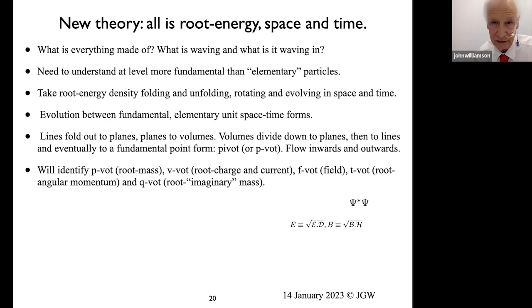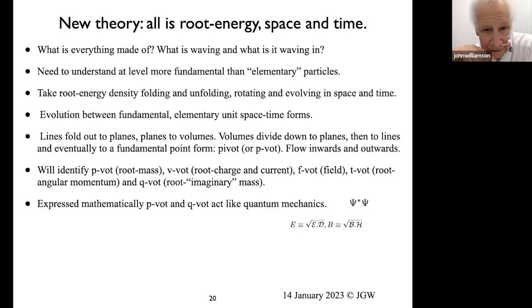The eight elements of the even set are the fields and the masses. The eight elements of the odd set are the currents and the spins. Either or gives you the whole system because they fold one into the other, and you know the evolution between them. So we're going to identify pvot, that's root mass, vvot, root charge and current, fvot for the field, tvot for the spin, and qvot is the root imaginary mass.